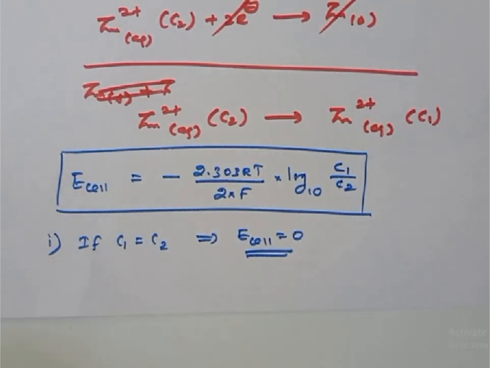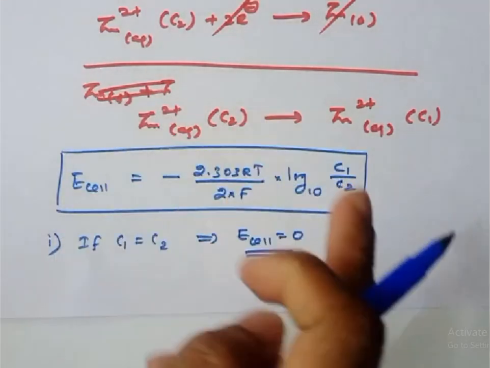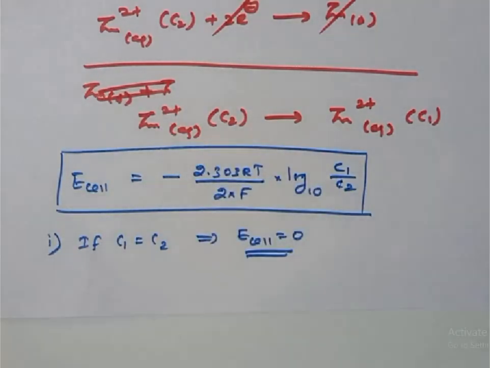So in concentration cell, students observe carefully. In concentration cell, anode and cathode electrodes are the same. If concentrations are also the same, then cell potential becomes 0. The cell never works. The cell will work only if the concentrations are different. So that's very, very important.